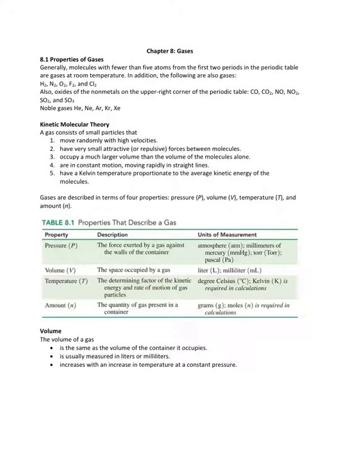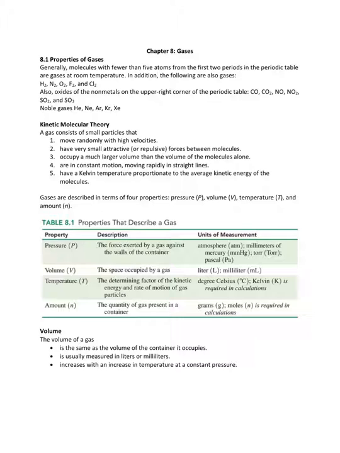Good morning, class. Today we're going to talk about Chapter 8, which is all about gases. Let's talk about the properties of gases first. So generally, molecules with fewer than 5 atoms from the first 2 periods in the periodic table are gases at room temperature. Please remember, periods are rows, groups are columns.